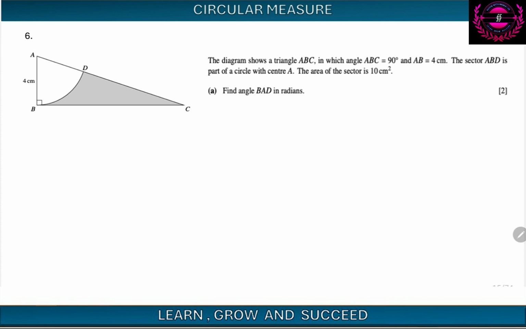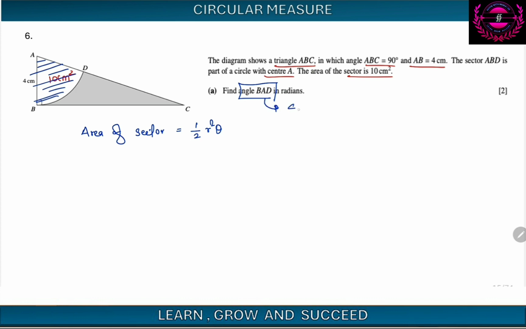Students, read question number 6. The diagram shows triangle ABC, in which angle ABC equals 90 degrees, AB equals 4. ABD is part of a circle with center A. Area of the sector is 10 centimeter square. So the area of this sector is half r square theta. Now we have to find angle BAD. Let angle BAD be theta.